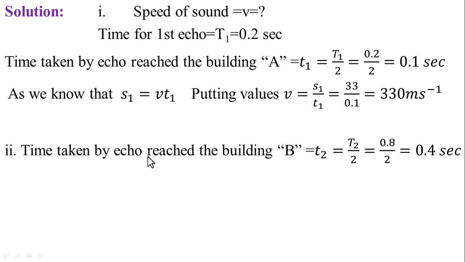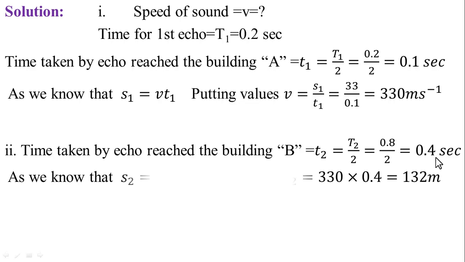Now the time taken by the sound to reach building B: t2 is equal to total time divided by 2, that is 0.8 divided by 2, equal to 0.4 seconds. Now S2 is equal to V t2. So S2 is equal to 330 multiplied by 0.4, that is equal to 132 meters. So the answer is 132 meters.